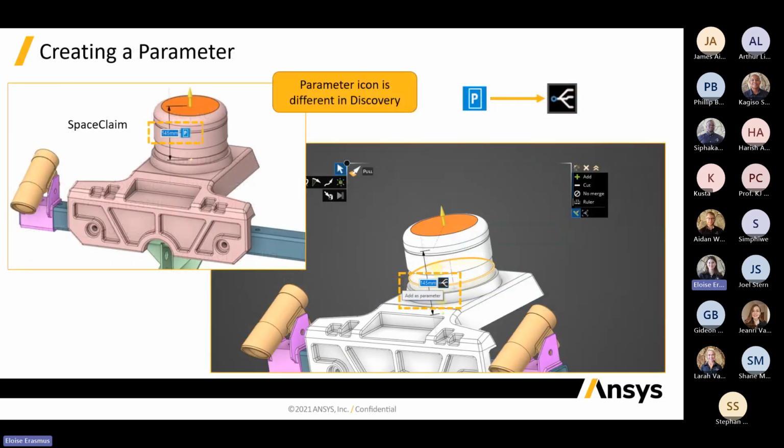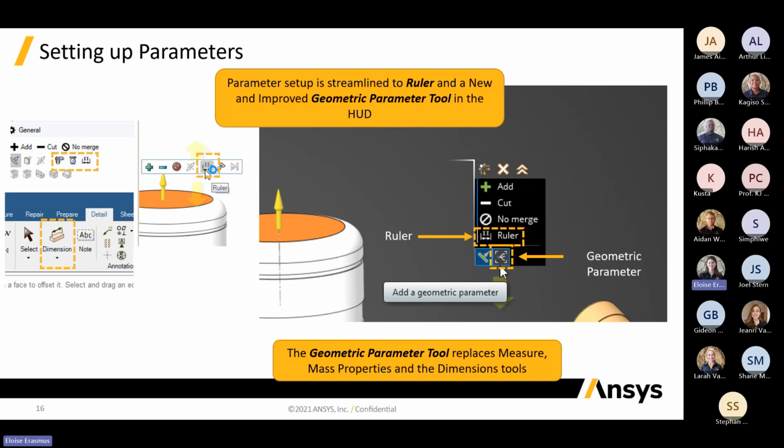Creating a parameter looks a bit different. The symbol for parameters has changed, but whenever you use the pull or move tool, something you would have parameterized, it is still available there. You also now have the geometric parameter tool. This replaces the measure, mass properties, and dimension tools.